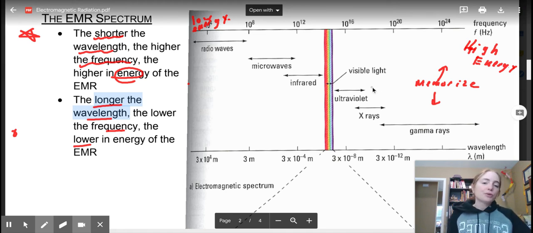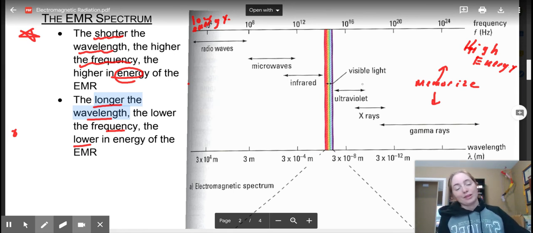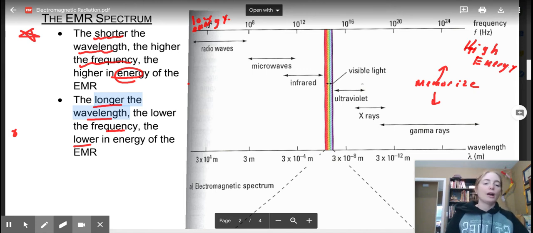Because we don't have a diploma and because we don't have exams, do not memorize this chart. However, if there is a diploma exam, and if for some reason, heaven knows why, you'll be getting a test on this, you do have to memorize it. Okay, so just keep that in mind, okay?